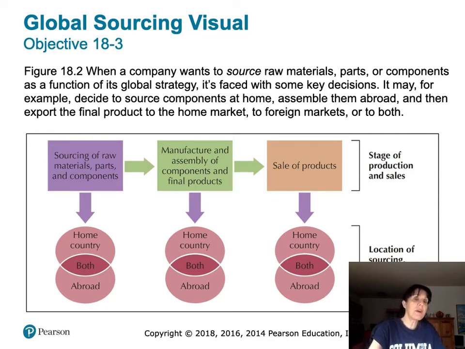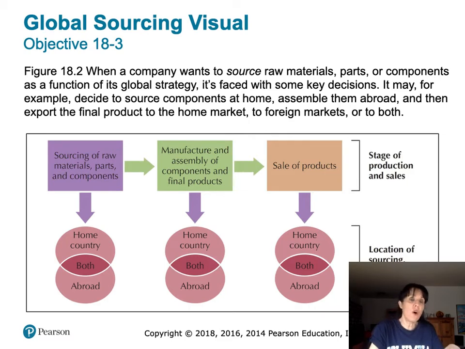Let's say when a company wants to source raw materials, parts, or components as a function of its global strategy, it confronts some key decisions. It may, for example, decide to source the components at home using domestic labor, domestic inputs, and then assemble them abroad, and then export the final product to the home market, to foreign markets, or both.